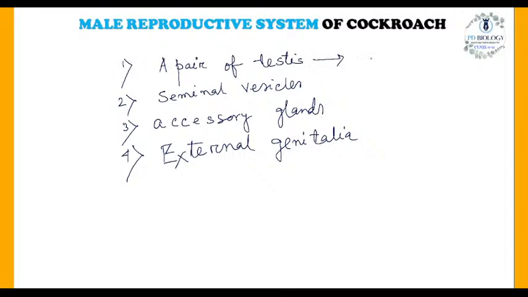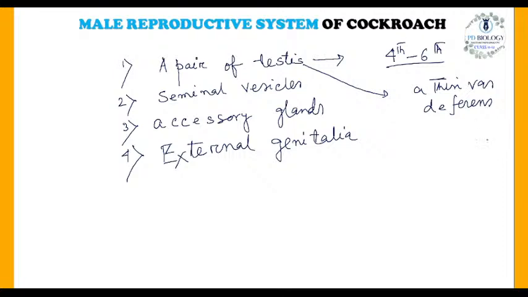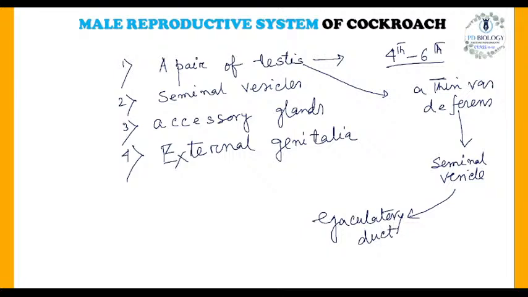The testes are present laterally in the 4th to 6th abdominal segments. Each testis has a thin vas deferens. From the vas deferens the seminal fluid goes to the seminal vesicle, then to the ejaculatory duct, and from the ejaculatory duct to the male gonopore.